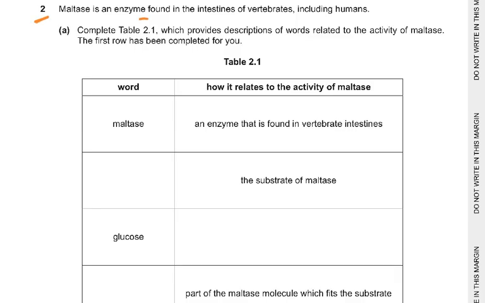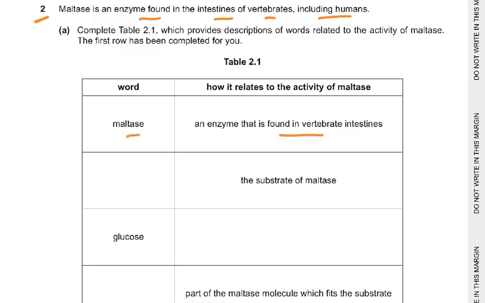Question number 2. Maltase is an enzyme found in the intestine of vertebrates, including humans. Consider table 2.1, where it provides description of words related to the activity of maltase. The first row has been completed for you. Maltase, an enzyme that is found in vertebrate intestine.